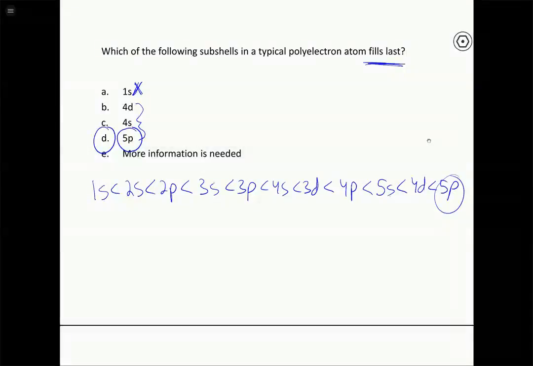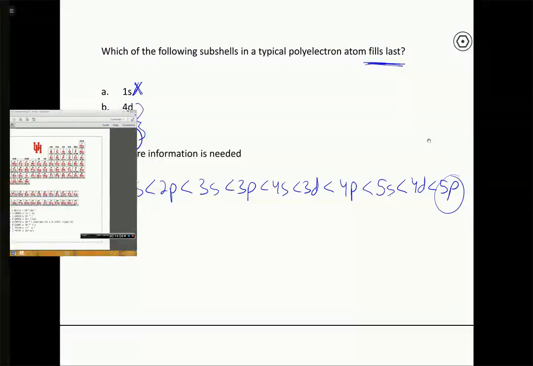So that's what the Aufbau principle tells us. We order the subshells from lowest to highest energy, and then we fill them in order from lowest to highest energy. So the one that we fill last is going to be the highest energy, in this case of these choices, 5p.